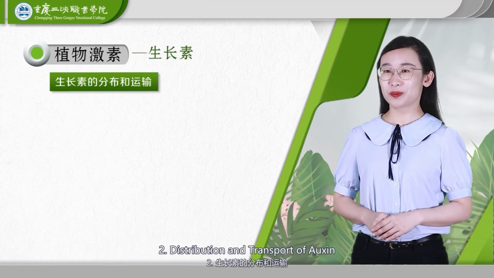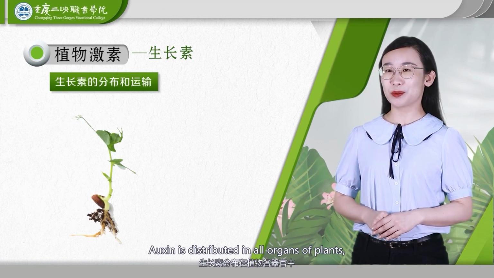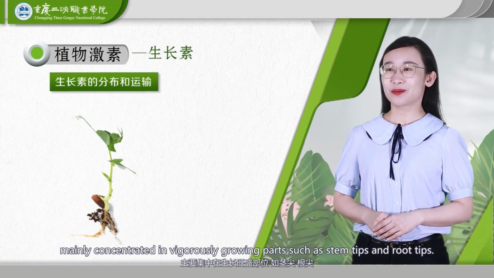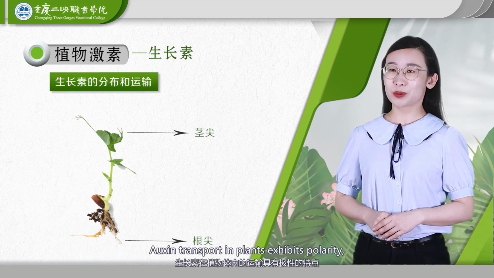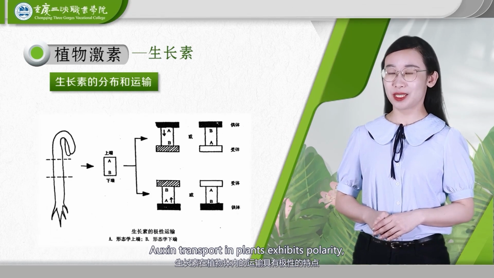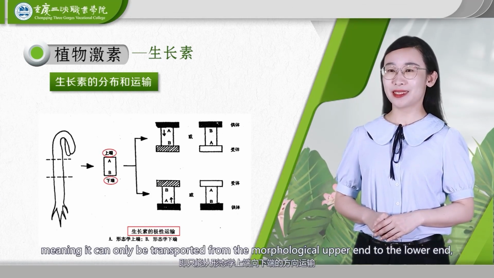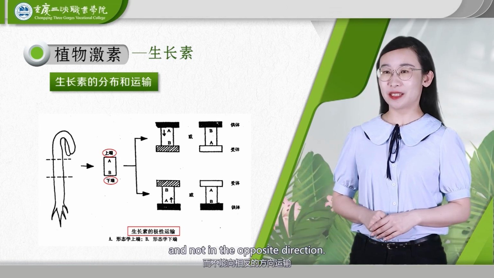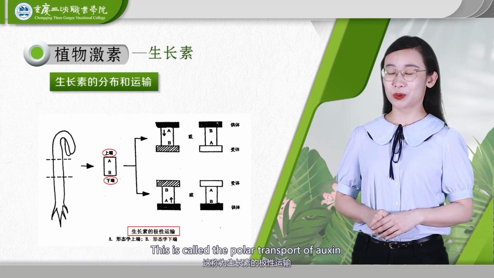Distribution and transport of auxin. Auxin is distributed in all organs of plants, mainly concentrated in vigorously growing parts such as stem tips and root tips. Auxin transport in plants exhibits polarity, meaning it can only be transported from the morphological upper end to the lower end, and not in the opposite direction. This is called the polar transport of auxin.